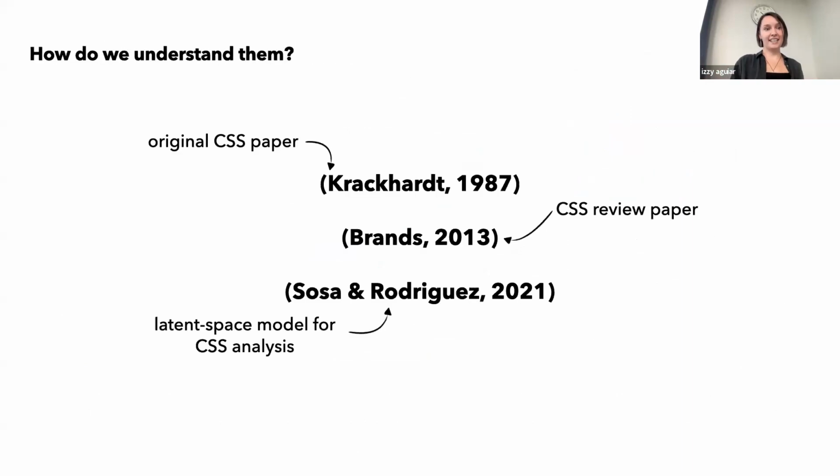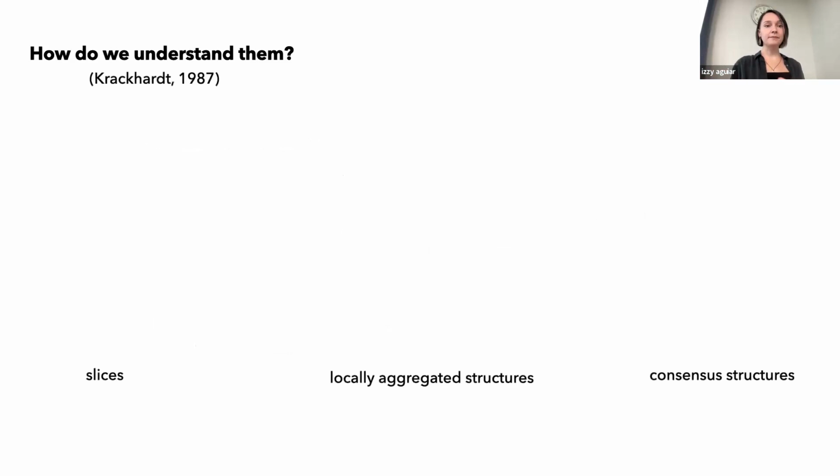So how do we understand them? There's been a huge amount of work on understanding cognitive social structures in different ways. There's this original CSS paper from 1987. There's this wonderful review paper from 2013. And just an example of some of the more modern approaches towards understanding these objects is a latent space model for statistical analysis by Sosa and Rodriguez.